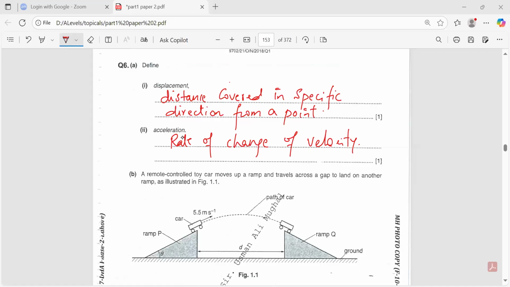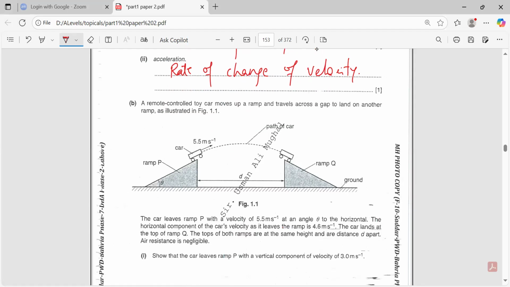Sir, can we say displacement is velocity into time? No, beta, we are not going to state that displacement is velocity into time, mind Kamran. Velocity is actually the change of displacement over the change in time. So velocity is equivalent to change in displacement in the respective time. Okay, moving onwards to the next part.